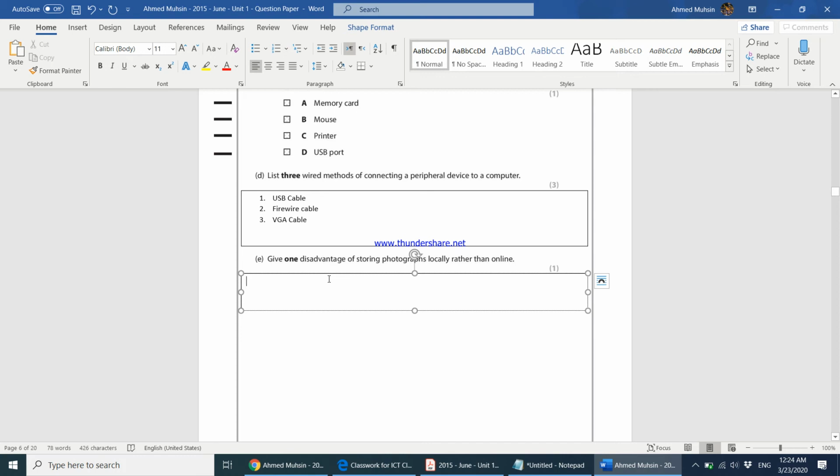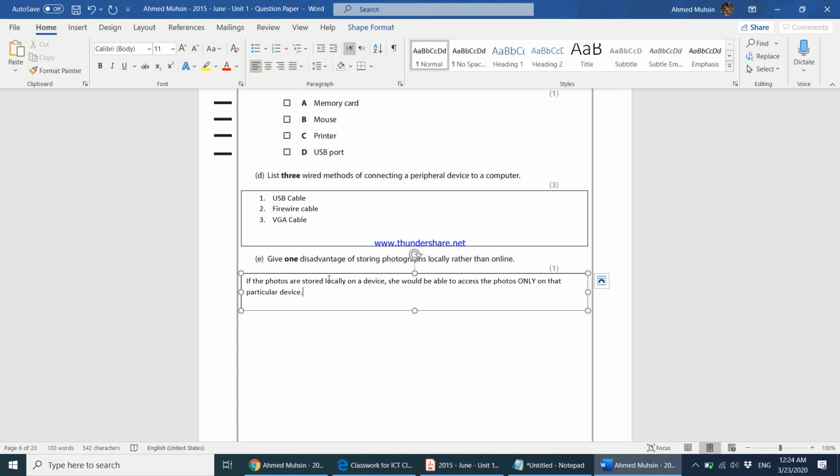Very simply, you can say if the photos are stored locally on a device, she would be able to access the photos only on that particular device. Is it clear? So if she uses her local storage, the files will only be available on that device. Instead, if she saves it online, no matter what device she uses, she can always access her files.